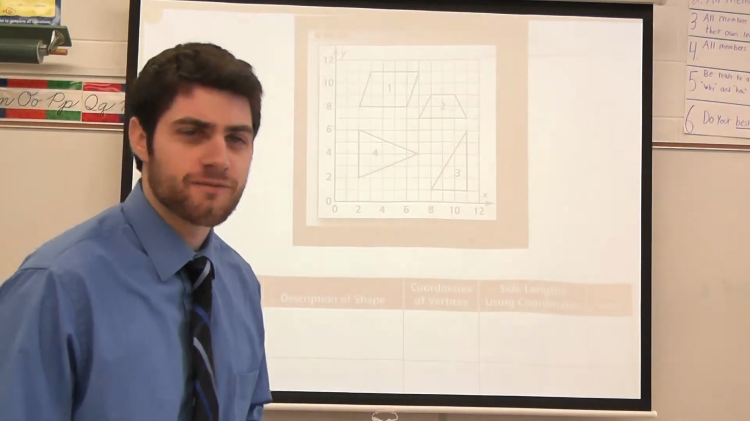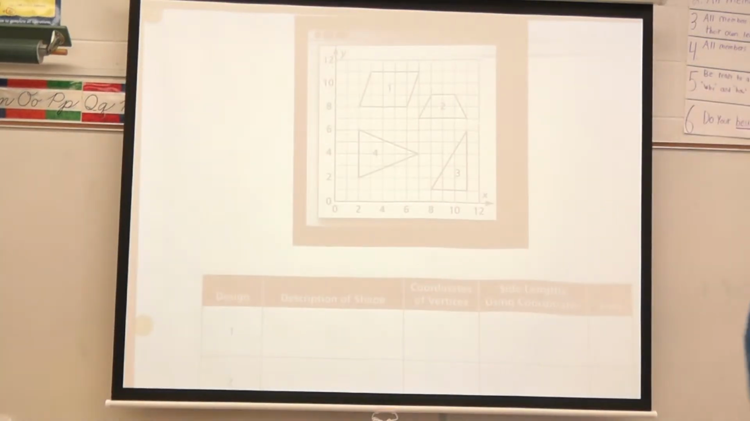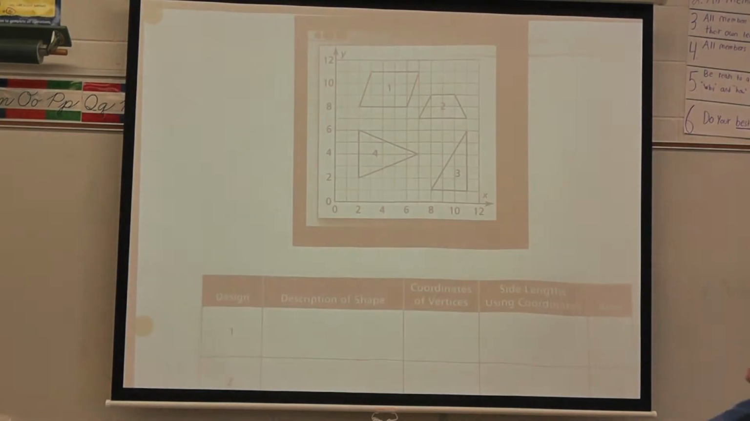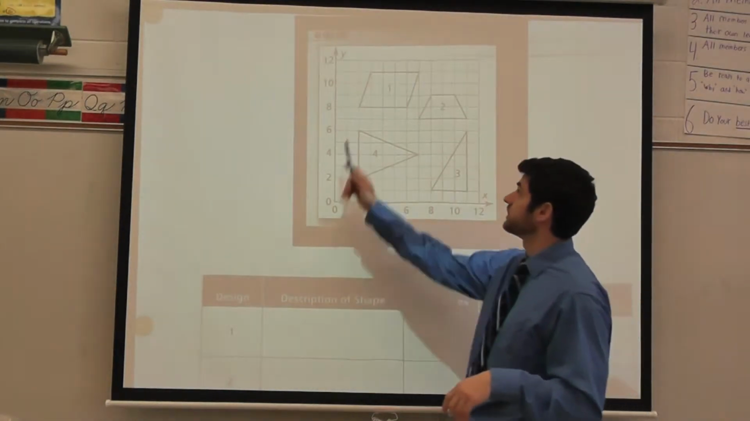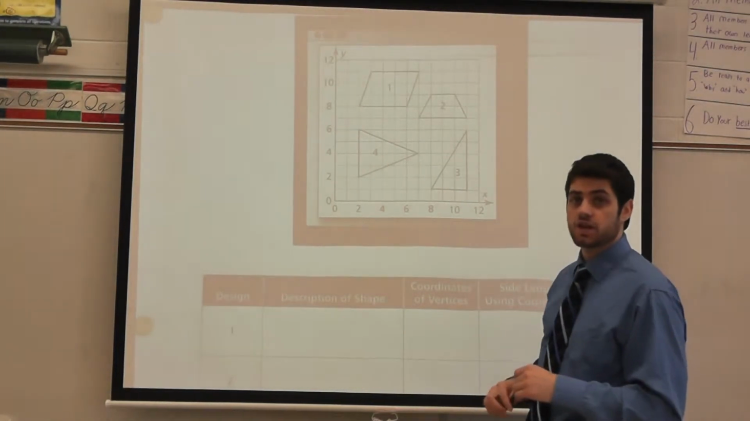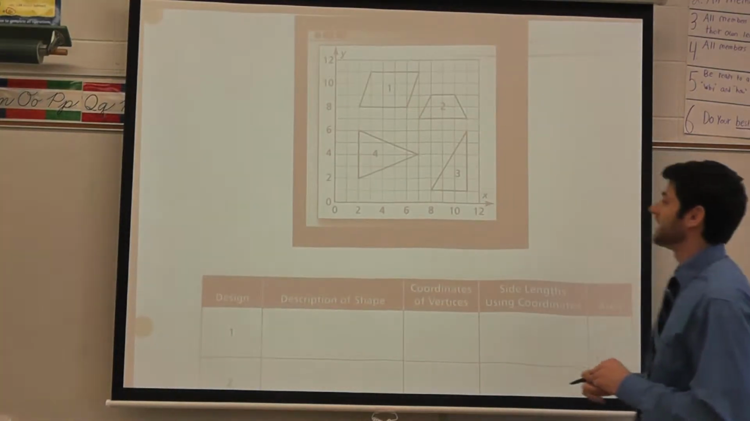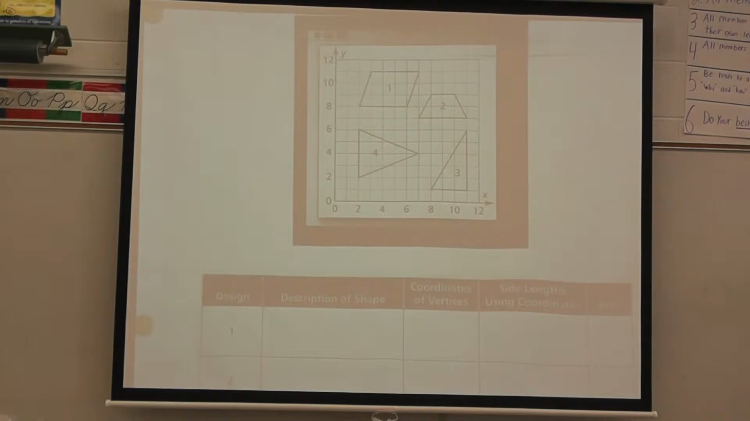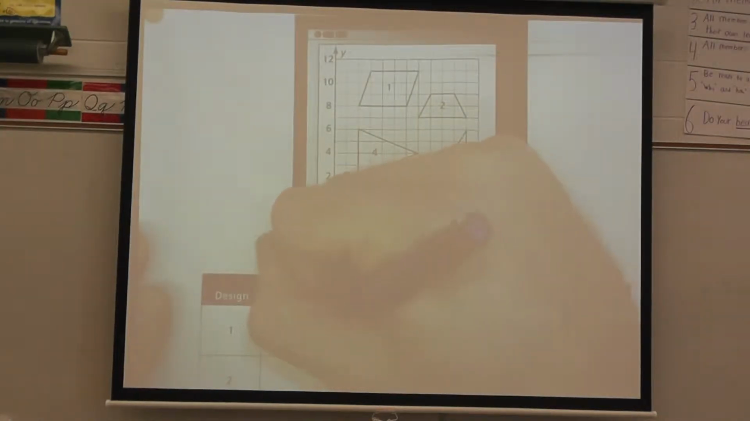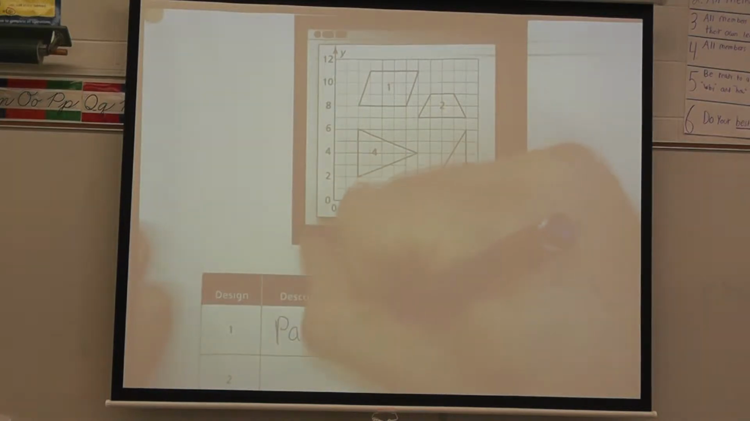Well, enough of me talking up here. Let's take a look at figure 1. Okay, in design 1 up here, the first thing that we're going to do is give a description of what this shape is. When I look at figure 1 up here, I notice that this is definitely a parallelogram. So I always make sure I spell this. This is a parallelogram.